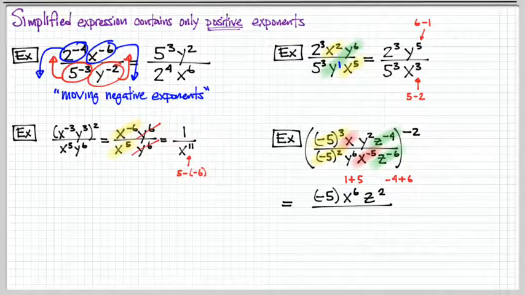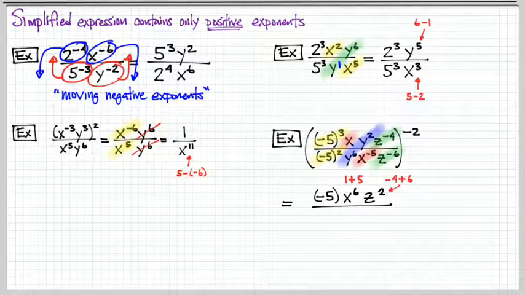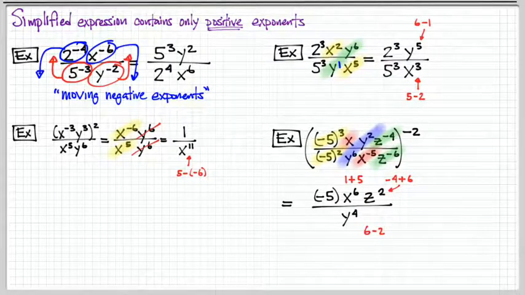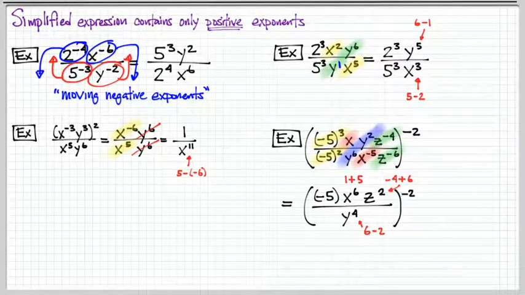Now let's look at the y term as my last term. And I have y to the 4th. That comes from 6 minus 2. I have y to the 6th right here, minus 2. I get y to the 4th. Now all of this is still raised to the negative 2 power. So now I need to still deal with this.